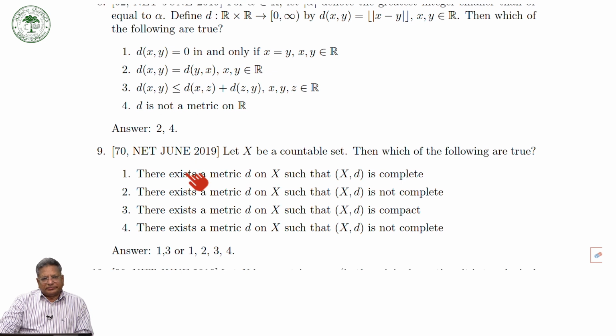Now take another MCQ. Let X be a countable set. Then which of the following are true? There exists a metric d on X such that (X,d) is complete. If X is countable, then you can find a metric on X such that X with respect to that d is complete. It is true. There exists a metric d on X such that (X,d) is not complete. Yes, it is also true. There exists a metric d on X such that (X,d) is compact. Yes, you can find it. So there is a possibility that all are true. You have to check whether 1 or 3 is true, or all are true. So check it.